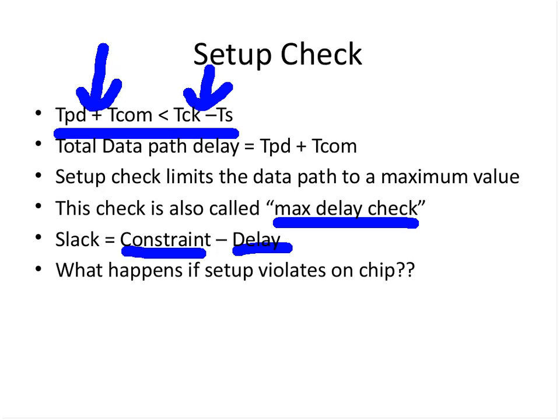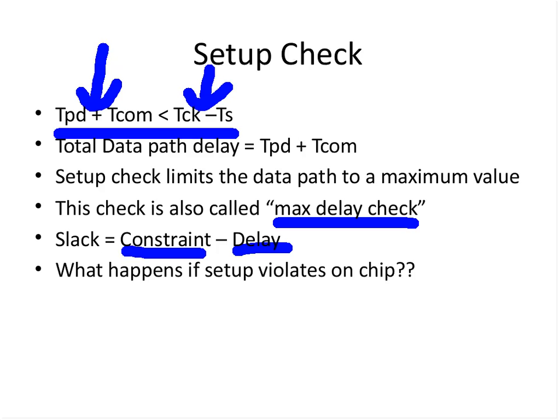Again, now let us look at the situation from a corner STA point of view. Now what happens at the worst corner? At the worst corner, TPD is more, TCOM is more, TCK is fixed, it's the performance thing, it's the clock frequency that we specify. TCK is fixed, but TPD and TCOM increase, right? TS might also increase a bit because the temperature is increasing.